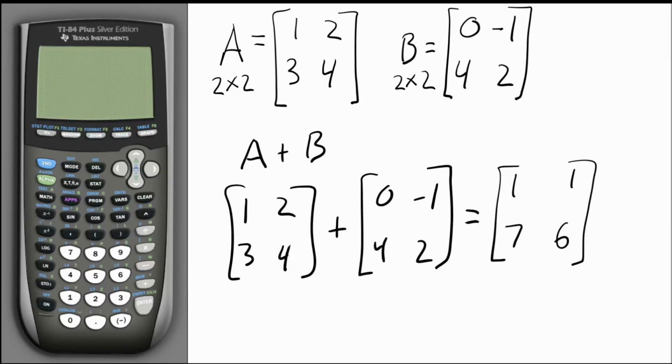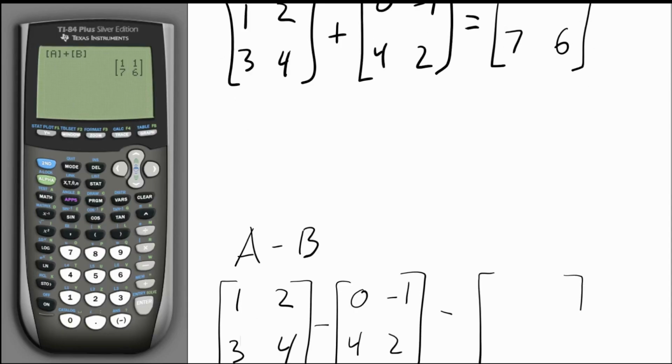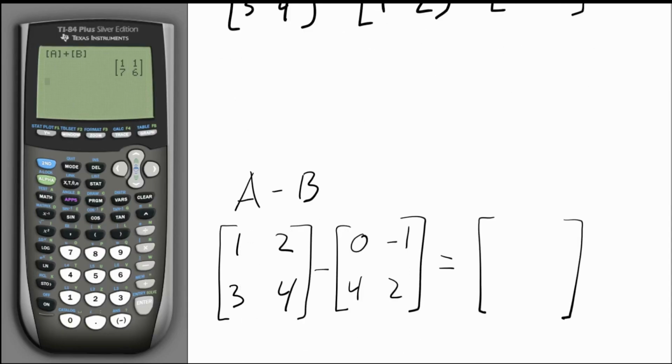And we can do this on our calculator as well. So I have in here matrices A and B. So when we add matrix A to matrix B, we get the same answer. Now we can also subtract matrices in this same way. So we can do matrix A minus matrix B, and we just subtract the corresponding elements.